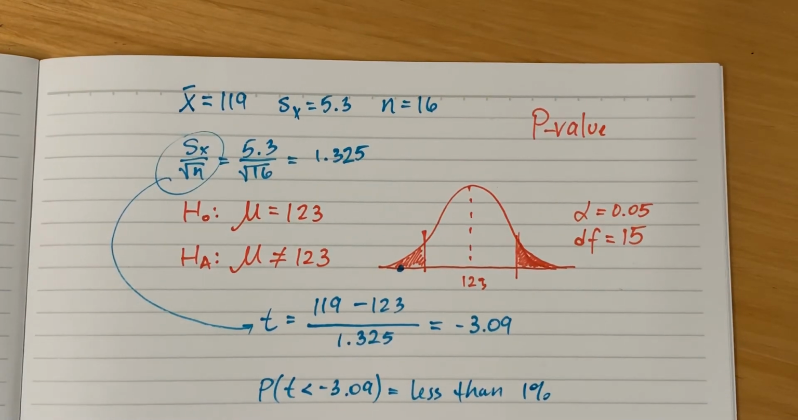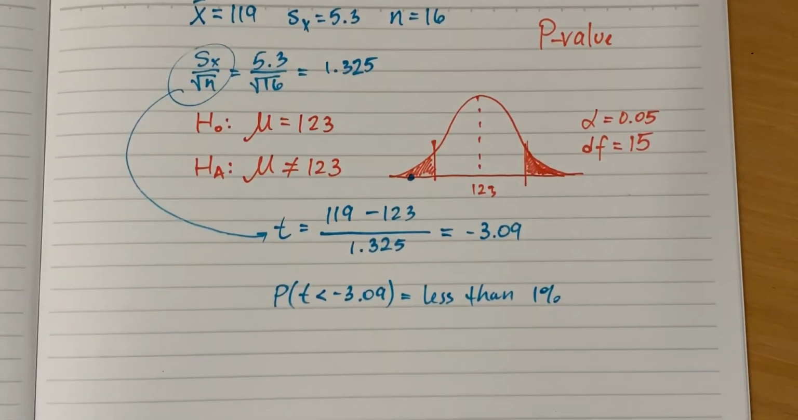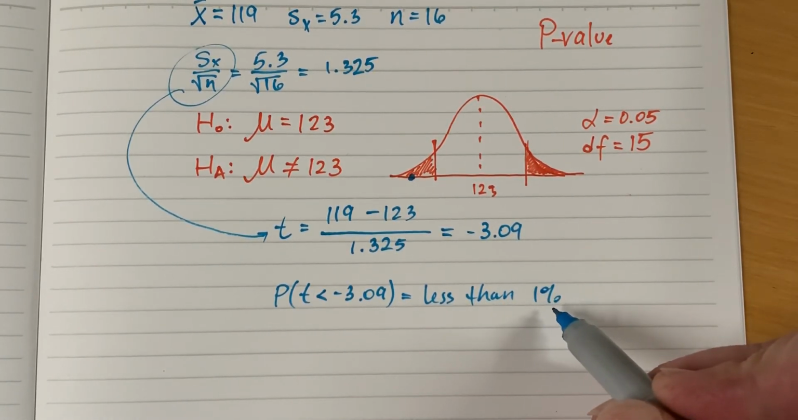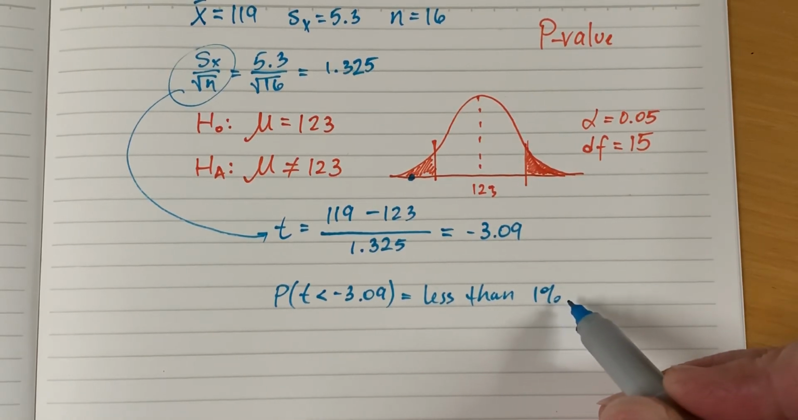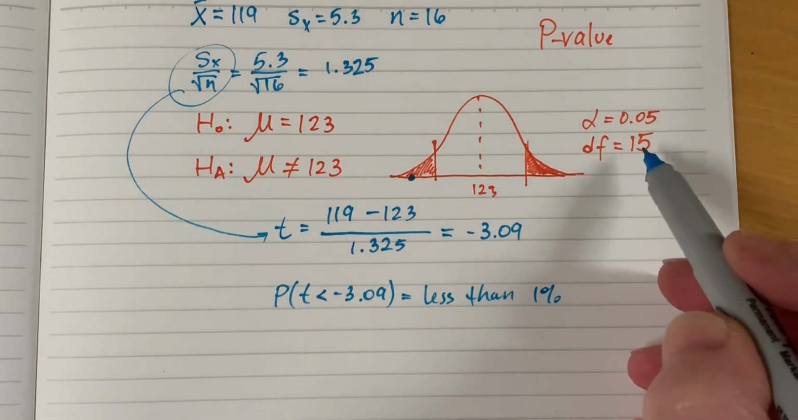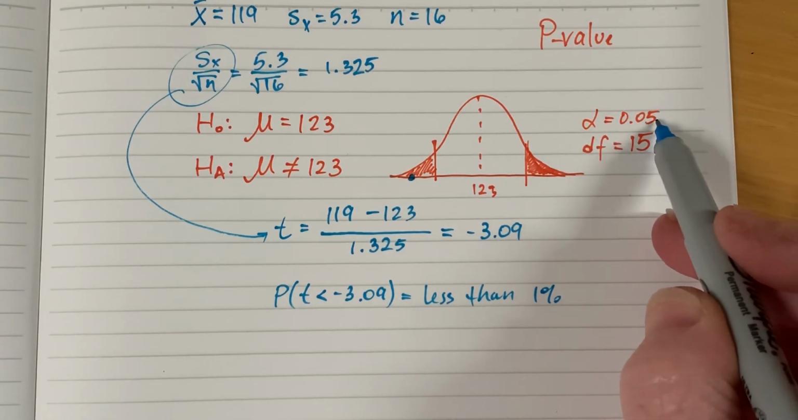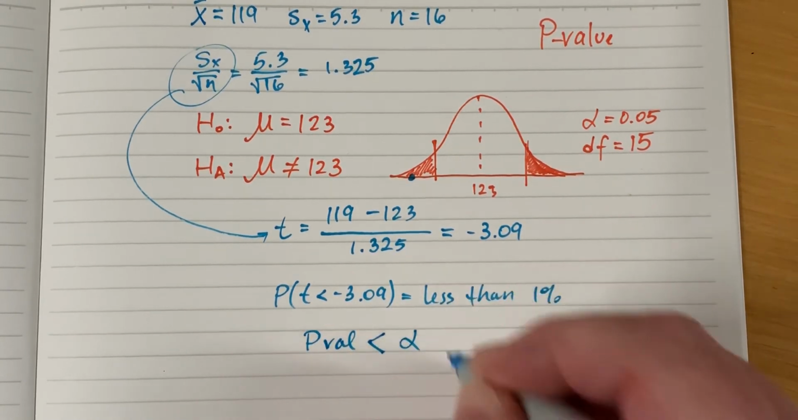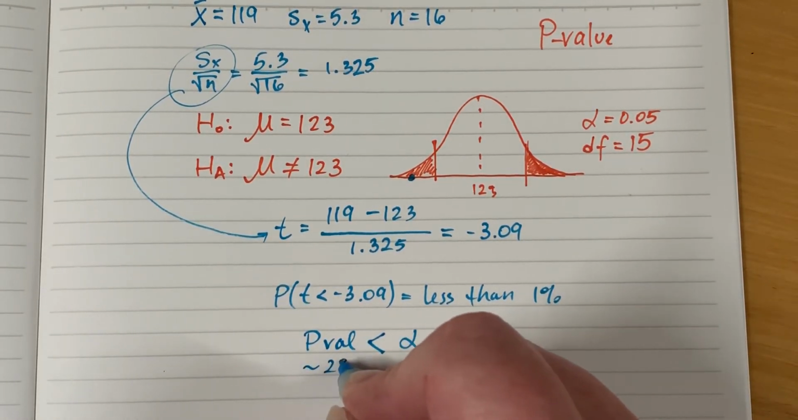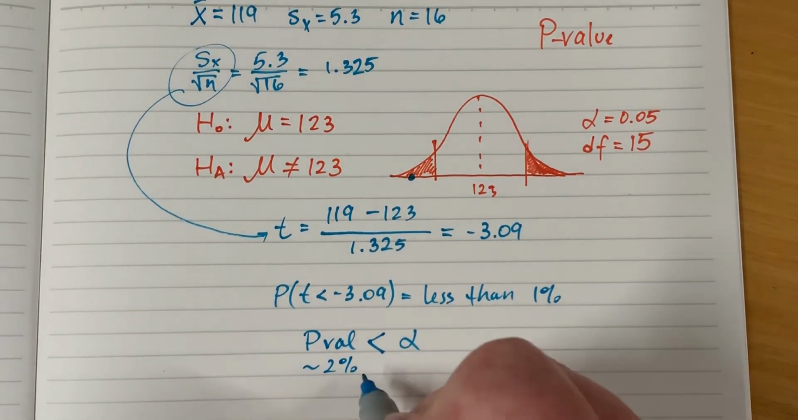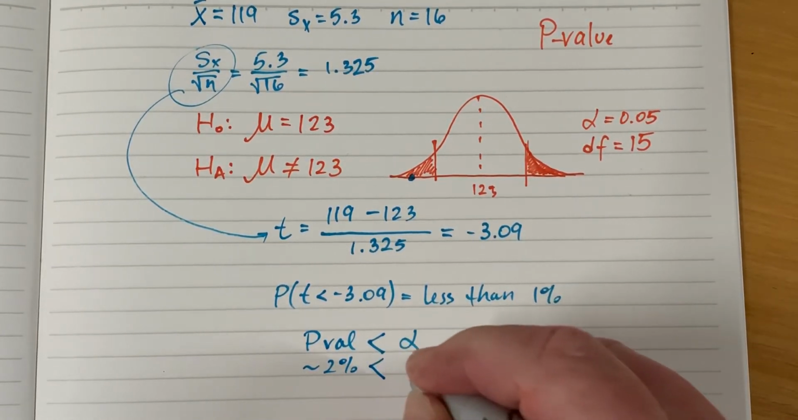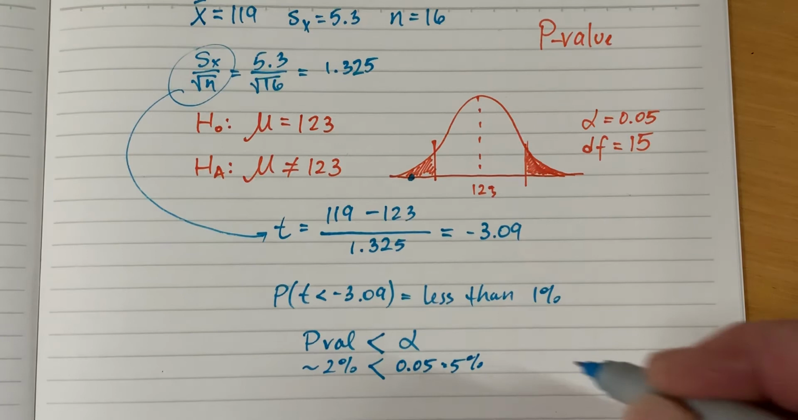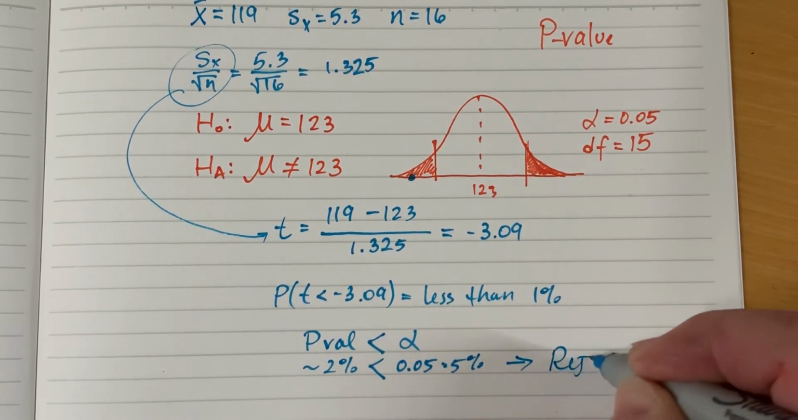Now, remember that this is a two-tailed test. So you would have to take that less than 1% and double it. But even if you double less than 1%, you get less than 2%. And less than 2% is going to be less than 5%. Since your p-value is less than your alpha, okay, so this is roughly 2%. Okay, we're a little bit exaggerating. And 2% is indeed less than 0.05, which is 5%. Okay, I am going to reject my null.